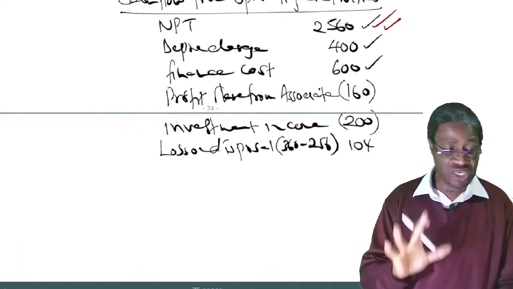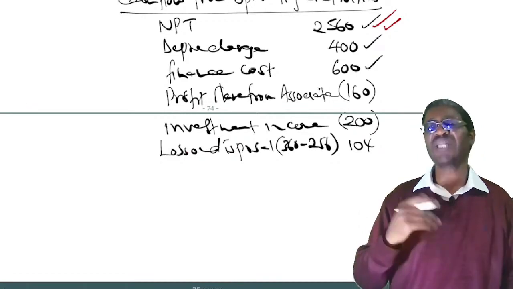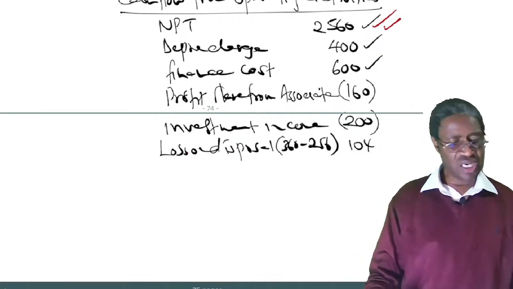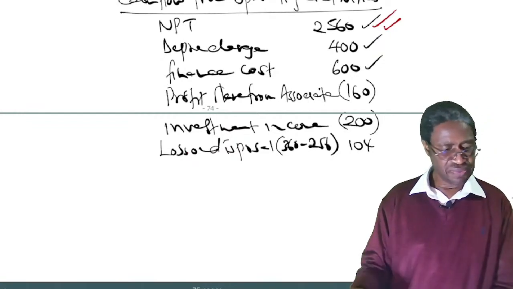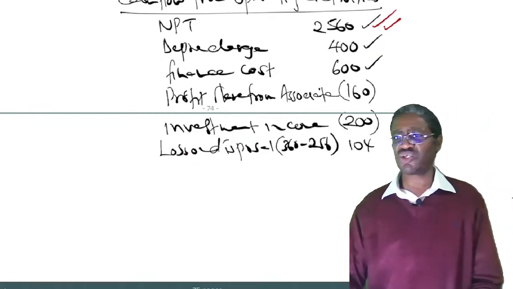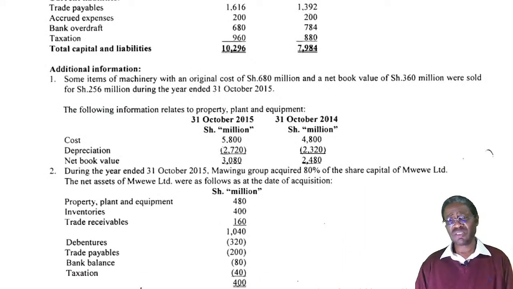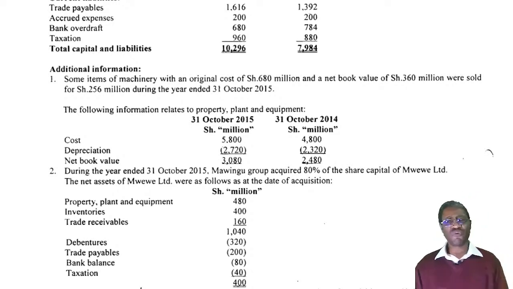Let's go back to the additional. We are still looking for other non-cash items. Good. So let's go through the additional. Note number one, I don't think there's anything there. We used note number one, you remember, to prepare an account called provision for depreciation, in which we computed the depreciation. That's all for number one.